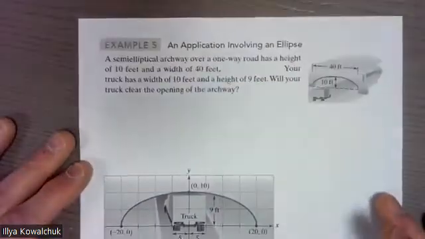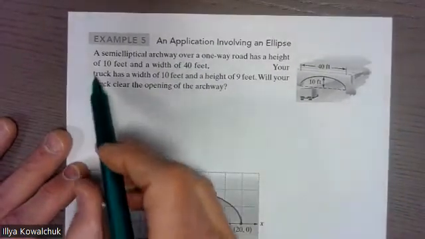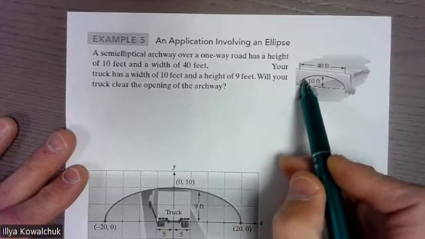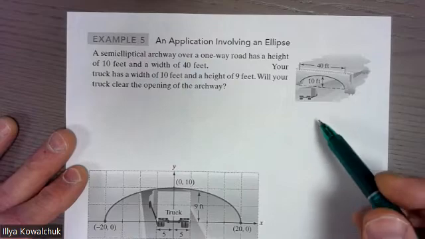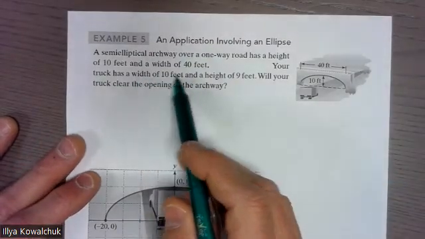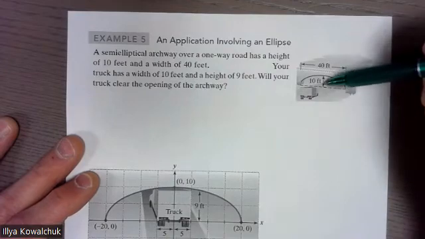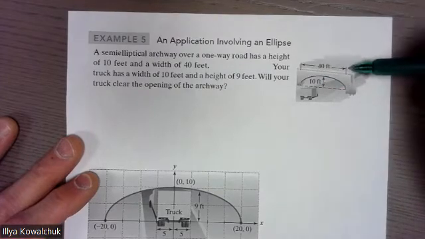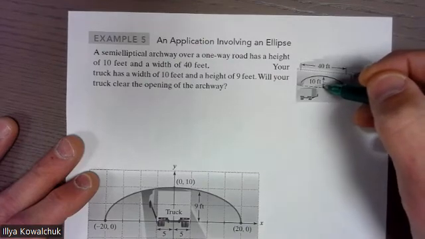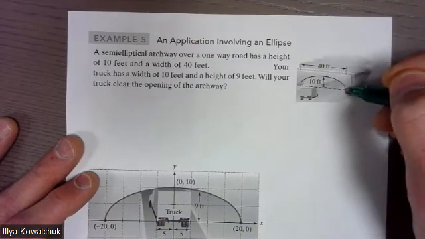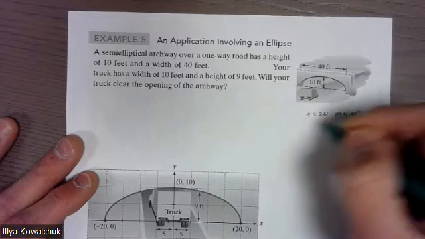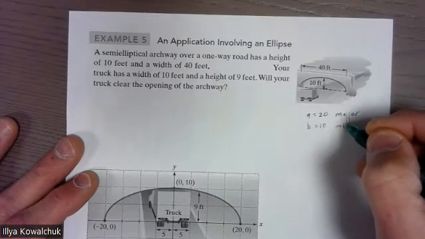So in this situation, we have a semi-elliptical archway. What that means is, it's not a semicircle, it's just half of an ellipse. It's a semi-ellipse over a one-way road, and it's got a height of 10 feet and a width of 40 feet. So we know that the maximum height of the ellipse, this B value, because that's the minor axis, is going to be 10 feet, and the width is 40 feet. Therefore, from the center to the edge, our A value is going to be equal to 20 feet. All right, A equals 20, because that's our major axis, and B equals 10, because that's our minor axis.